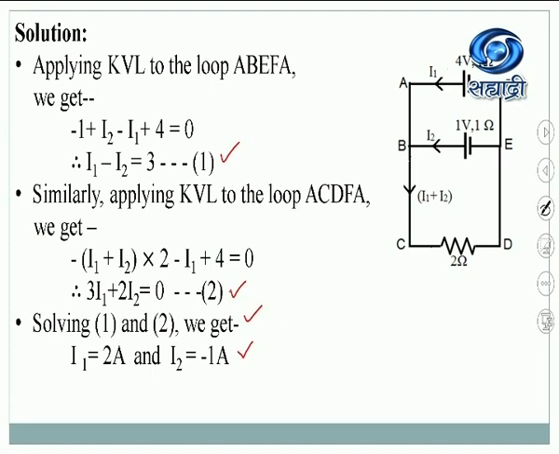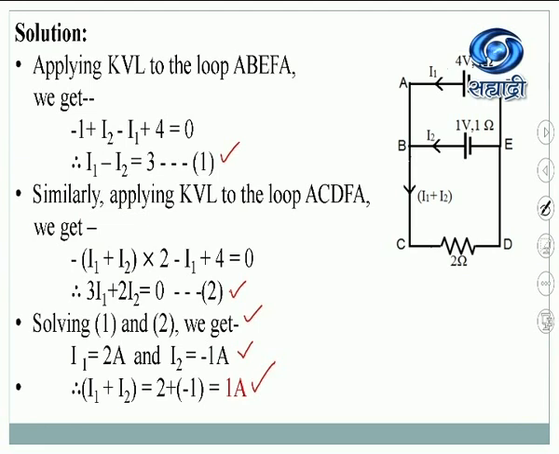After solving the 2 equations, you will get values of I1 and I2, and therefore, what is asked is important. Not I1 and I2 is asked. What is asked? I1 plus I2. Therefore, I1 plus I2 is 2 ampere plus minus 1 ampere. So this is 1 ampere. So this is the answer of this numerical.